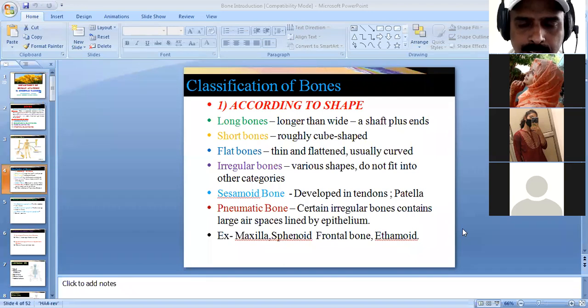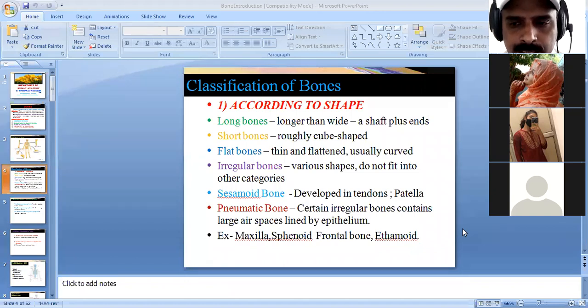According to the shape we have dealt with, you have to remember the long bone, short bone, flat bone, irregular bone, sesamoid bone, and pneumatic bone. Once again, I will highlight the sesamoid bone. Sesamoid is a word derived from Latin, and you have to remember that these are bones which develop in the tendons of the muscle. Those we call sesamoid bone, and the largest sesamoid bone is the patella. This patella develops in the quadriceps femoris muscle. Quadriceps means you have the rectus femoris, vastus medialis, vastus intermedius, and vastus lateralis.